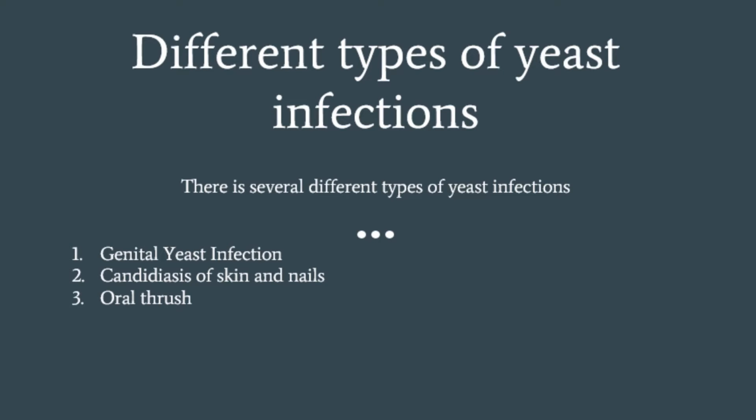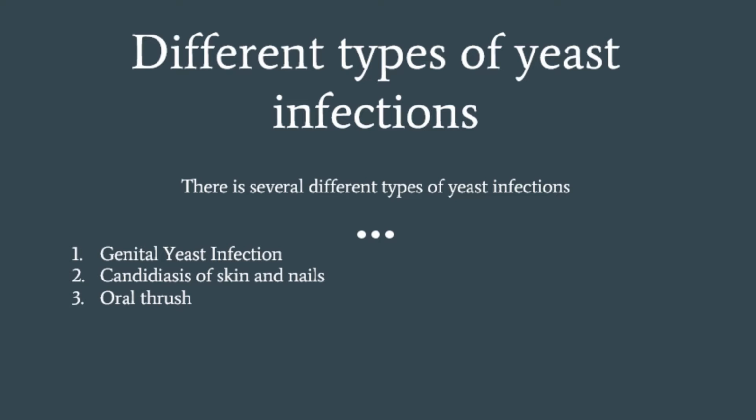Candidiasis of the skin and nails occurs in both males and females, and starts almost the same way as vaginal overgrowth of Candida. Oral thrush occurs along the lining of one's mouth and again is caused by overgrowth. It can occur in anyone, but is more likely in babies and the elderly, considering they have weaker immune systems. According to the Centers for Disease Control and Prevention, it is estimated that between 5 and 7% of babies under the age of 1 month will develop oral thrush.